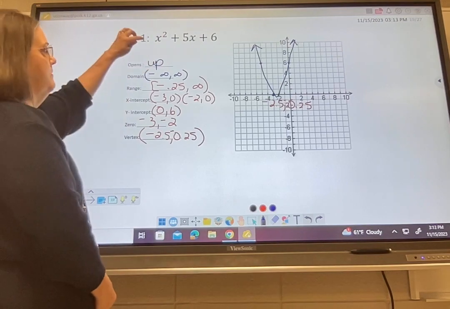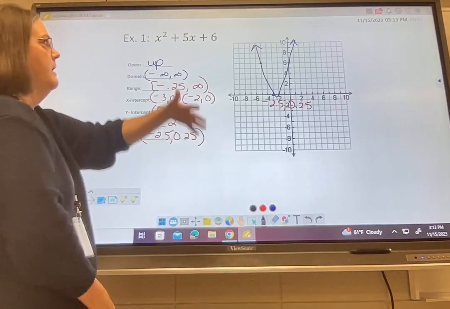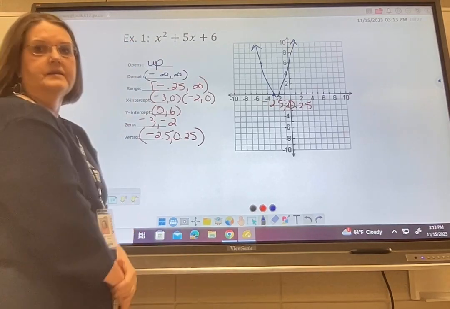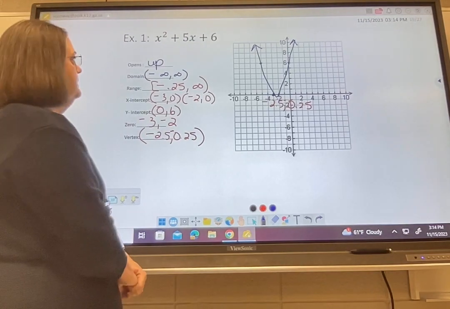Okay, this graph opens up. The way that you know that is if you go in Desmos, it's pointing up. That's one way. But the other way to know is that x squared is positive. As long as the x squared term is positive, the graph is going up.